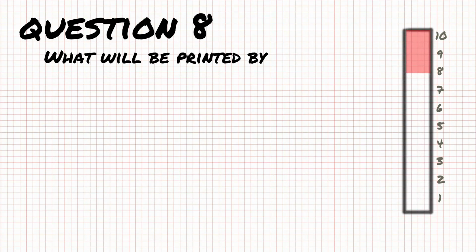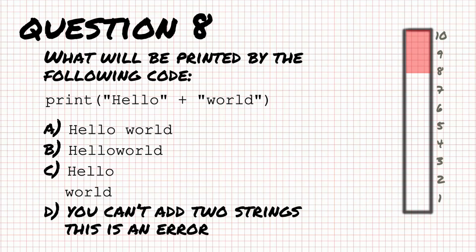Question 8. What will be printed by the following code? print("hello" + "world"). Is it A, hello world, B, helloworld, all one word, C, hello and world on two separate lines, or D, you can't add two strings, this is an error?